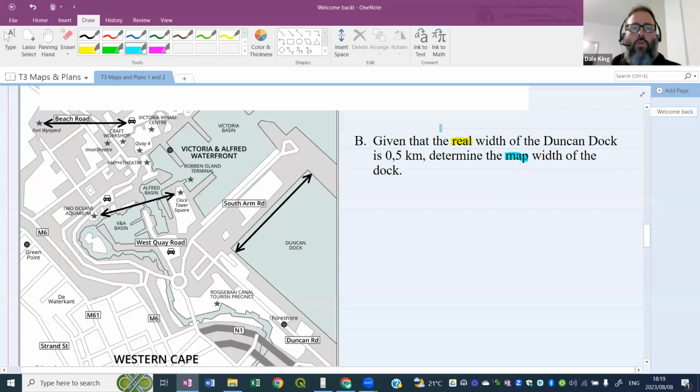So we're going from real world down to map measurement with a ruler. The first question was: measure with a ruler and tell me what the distance is in the real world. This question says this is the real world length or distance. Tell me what is the map ruler measurement? How long is this black arrow on the map in centimeters?